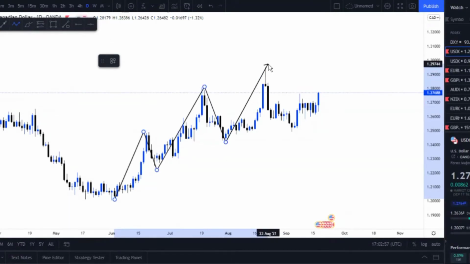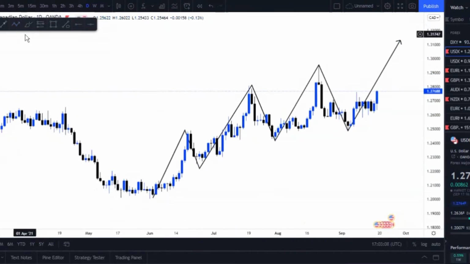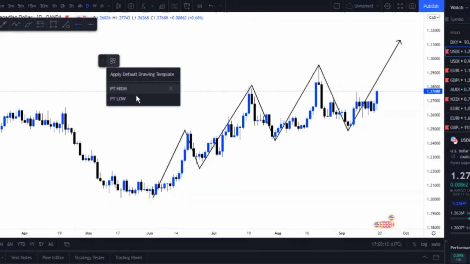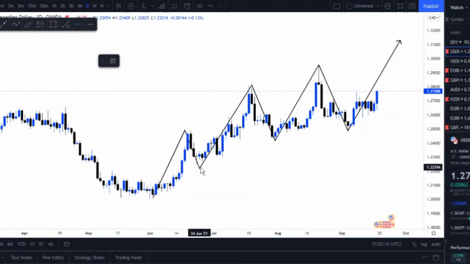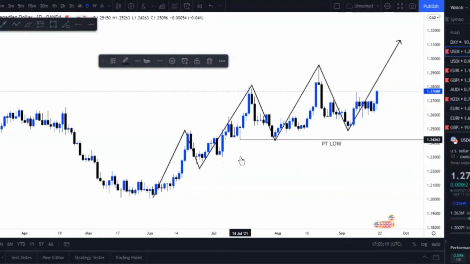Why I use this path tool to explain is because it's very easy, and it also helped me during my days when understanding market structure. So I use this and protected low. This PT low means protected low. So every swing here is my protected low.